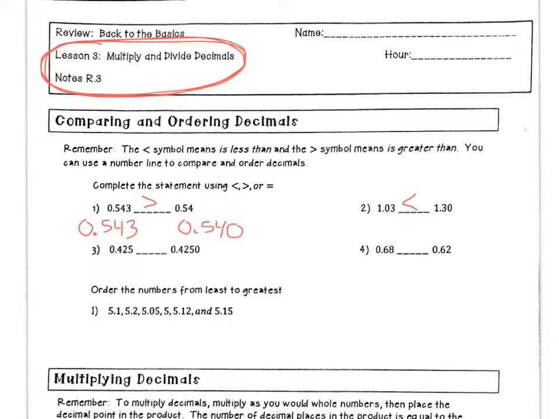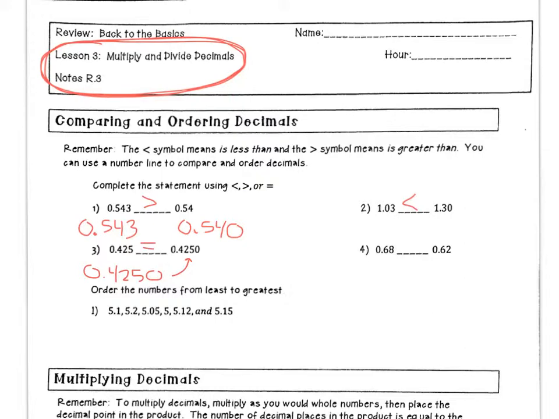All right, number 3. These two do not have the same number of digits. This one has 1, 2, 3, 4 digits to the right of the decimal. This one only has 3. So we need to add a 0 onto this one. 0.4250. Well, look, that's exactly the same. They're exactly the same, so we'll fill that in with an equals.